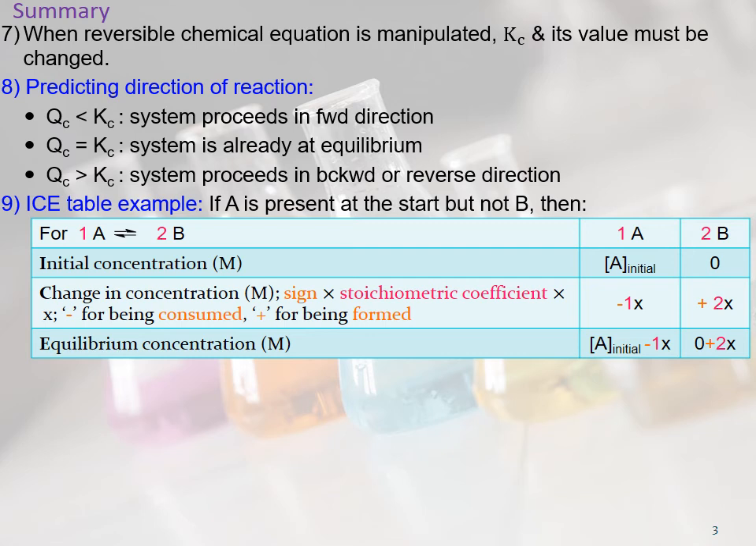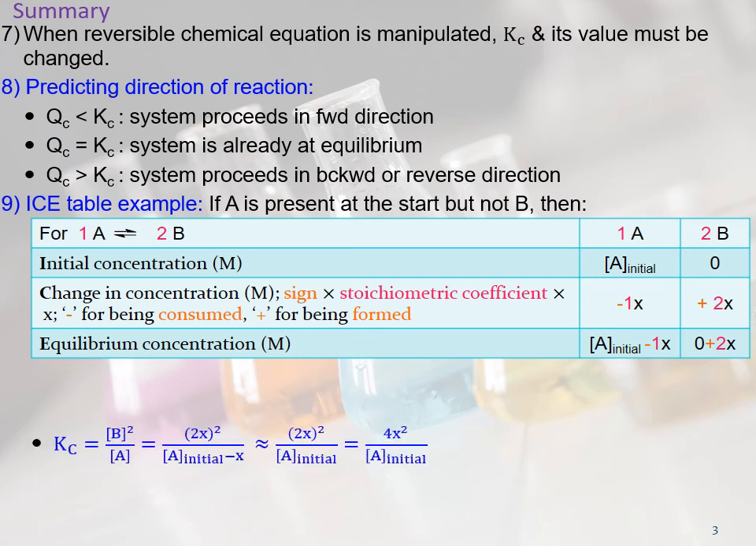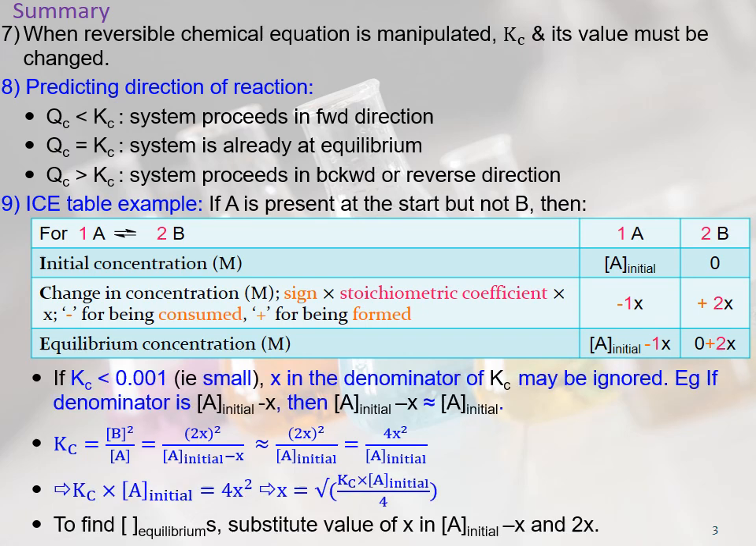Write the appropriate stoichiometric coefficient of the species from the balanced chemical equation followed by unknown x. To get equilibrium concentration, add initial concentration to change in concentration. Write the Kc expression. Plug in equilibrium concentrations of species from the last row of the ICE table. If Kc is small, that is less than 0.001, use the approximation method. Solve for x. Then substitute x into the equilibrium concentration expressions involving x.